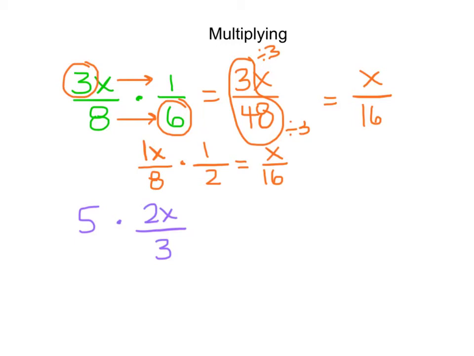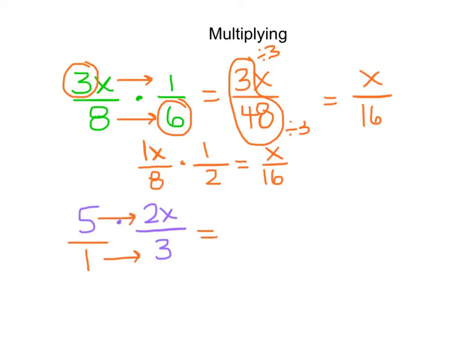Doesn't matter which one. For the second problem, I've got a whole number times a fraction. Now when you are multiplying a whole number times a fraction, remember that a whole number, 5, is really just 5 over 1. So now I'm back to a fraction times a fraction. I don't see any cross-canceling to do. The 5 and the 3 won't cancel or reduce, and the 2 and the 1 won't. So I'm just going to go ahead and multiply straight across.